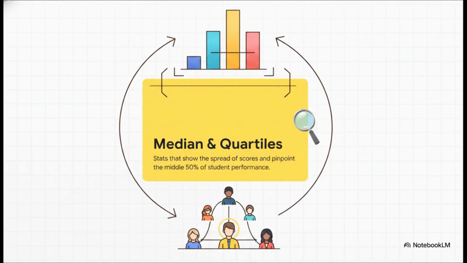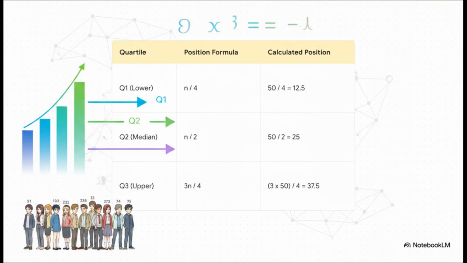Are they a tight, consistent group, or are their scores all over the place? This tells us exactly that. Finding these positions on the graph is so easy. The median, Q2, is exactly halfway through the team, so we find the position at n over 2, which is the 25th student. The lower quartile, Q1, is a quarter of the way in at the 12.5th position, and the upper quartile, Q3, is 3/4 of the way at the 37.5th position. These are the locations we need to find on our vertical axis.